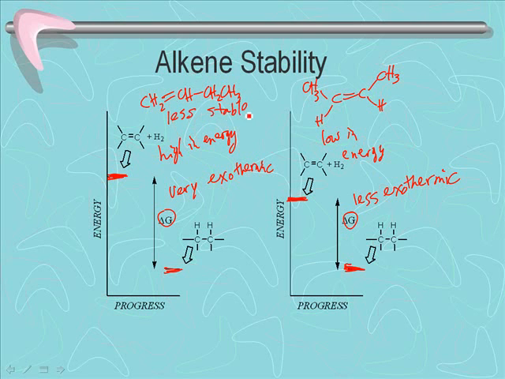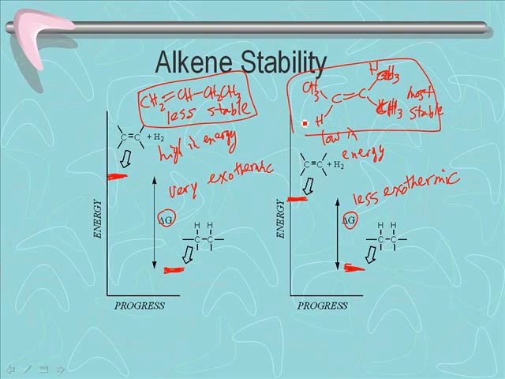Because it's a high energy alkene, it reacts with hydrogen to form a more stable alkane, and in the process releases a lot of heat. It's very exothermic. Trans 2-butene would release the least amount of heat, and as a result, it's the most stable alkene, releases very little heat, and goes on to form the same product, butane.